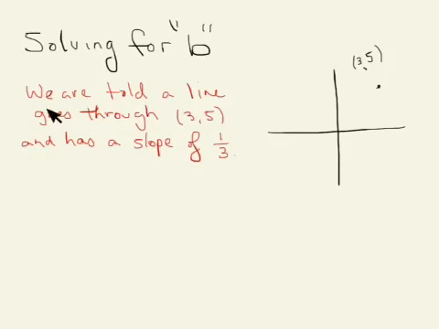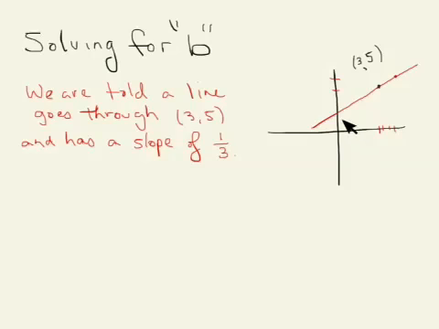Let's say we are given a line that goes through 3, 5. Here's the point 3, 5, x, y, and it has a slope of rise over run. The ratio, the fraction, is 1/3. The slope is 1/3. So on the graph, that would look something like this: up 1 over 3. And this is just a very rough drawing.